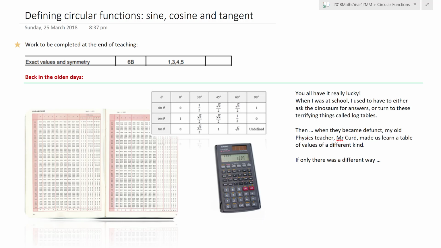Okay, so this is a year 12 lesson dealing with circular functions, and it's about these defining functions. Now I don't know about you, but if you're watching this today in years 10, 11 or 12, you are so lucky. When I was at school, this here was the dream calculator. You were like, wow, that was awesome. It had scientific numbers on it.